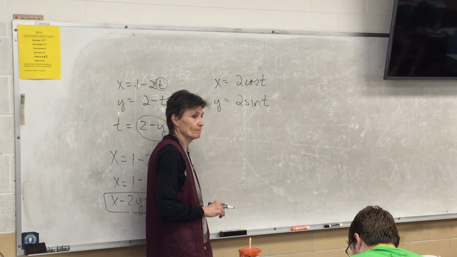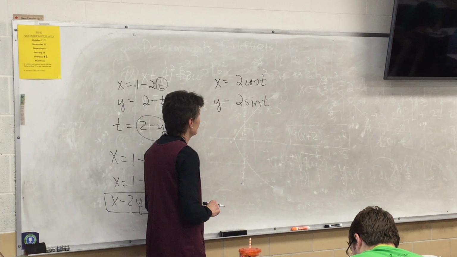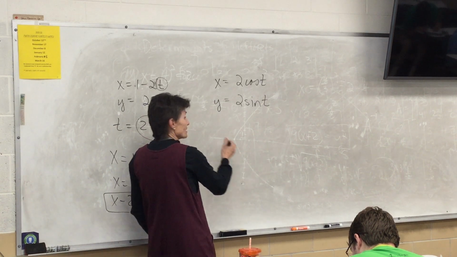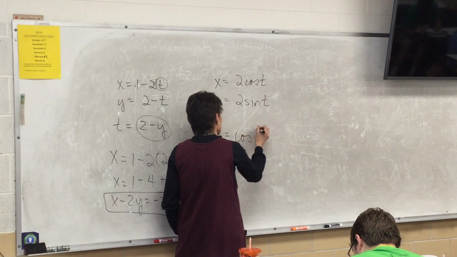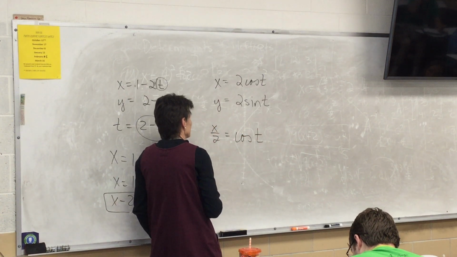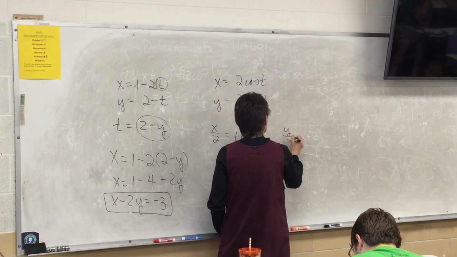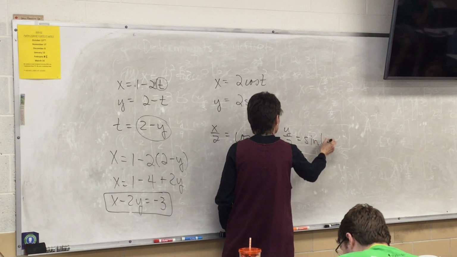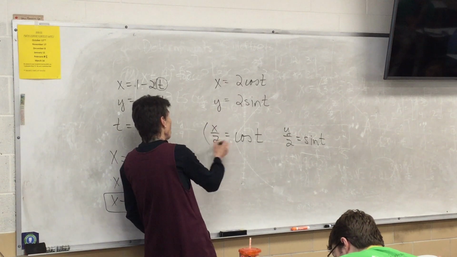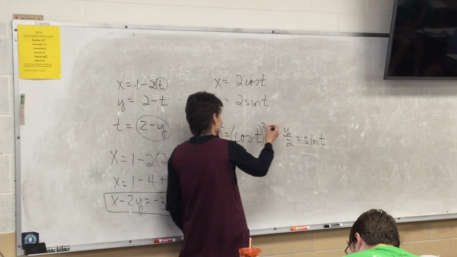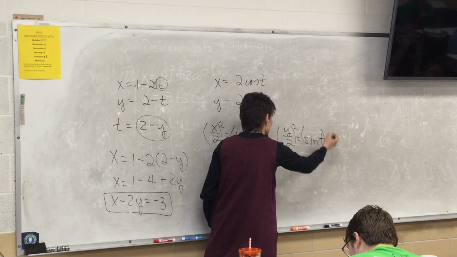It's a little bit different. Think about this. What if I divided by 2 for both of them? Certainly that's legal. And now what if I squared both sides of both equations?